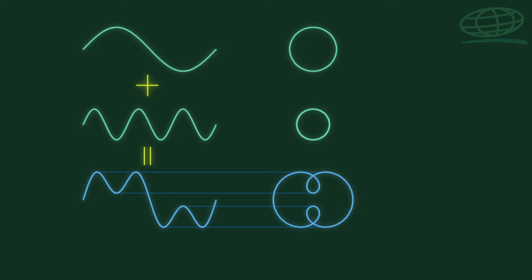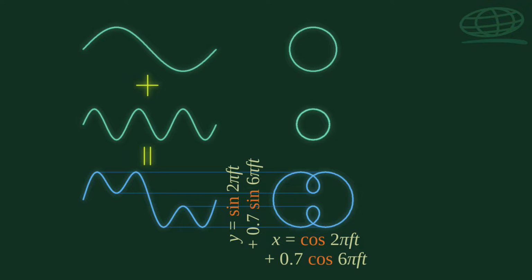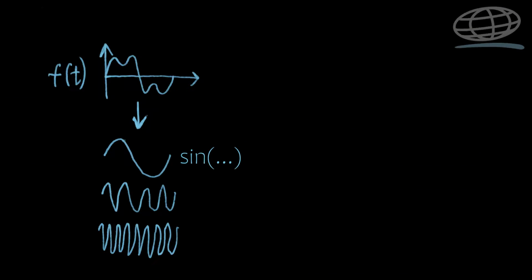Now let's try the same approach with a sound composed of two sine waves. The y-coordinate is a sum of two sines, and the x-coordinate is a sum of two corresponding cosines. In fact, every waveform can be expressed as a sum of sine waves. This sum is called a Fourier series.